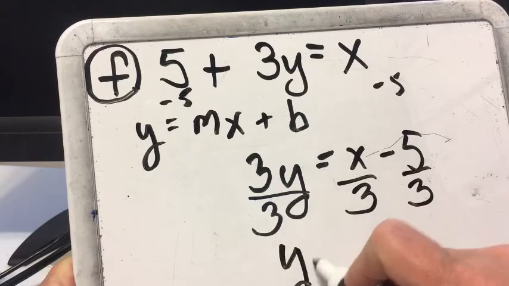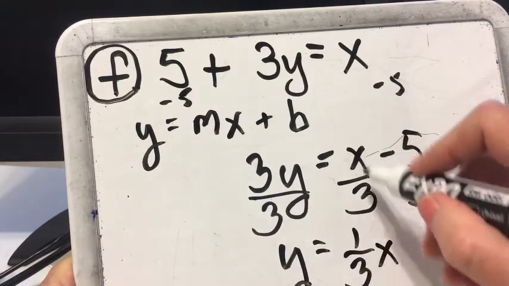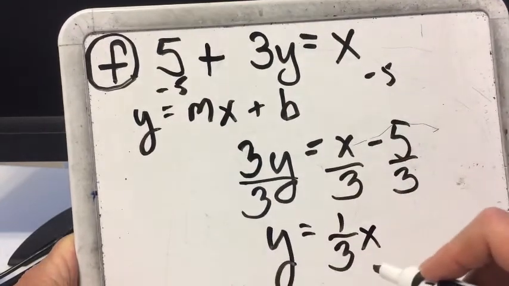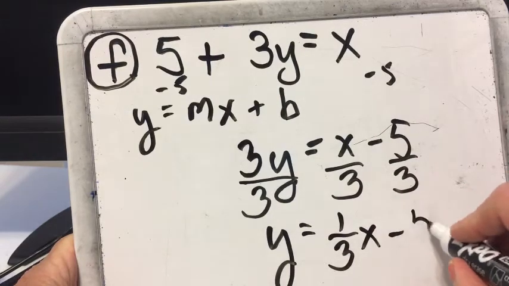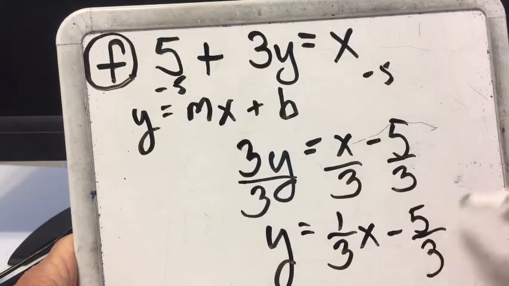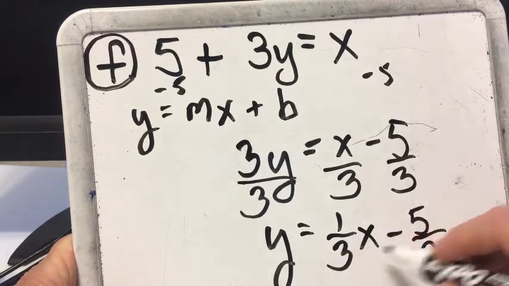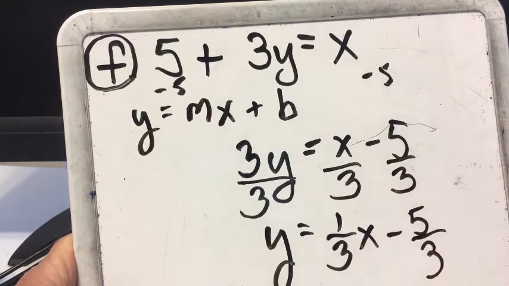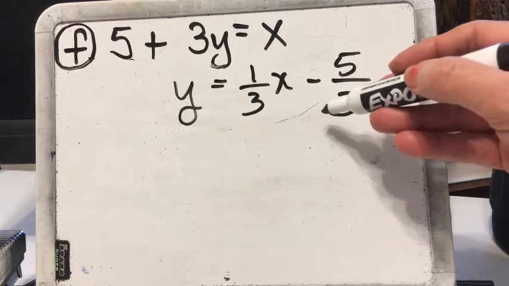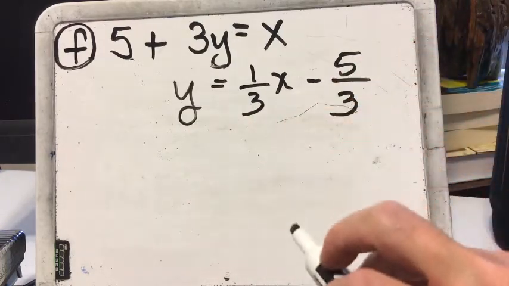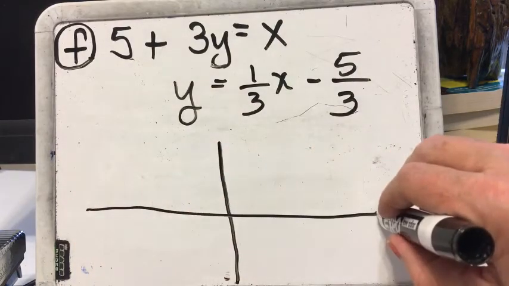And I get y equals 1/3 x. Isn't x over 3 the same thing as 1/3? So 1/3 x is the same as x over 3 minus 5/3. Okay, so now that I have the equation in the correct form, then graphing it is going to be much easier. Okay, so now this was my original equation, and this was the one we just figured out that is in slope-intercept form. So here is my x and y grid.